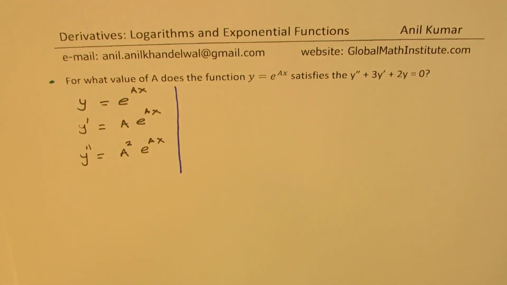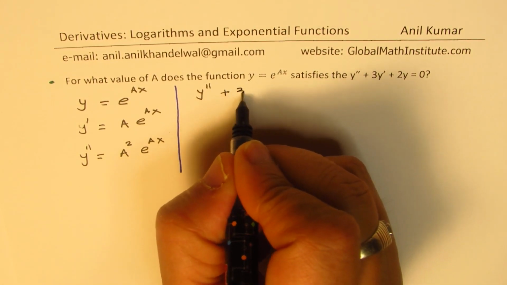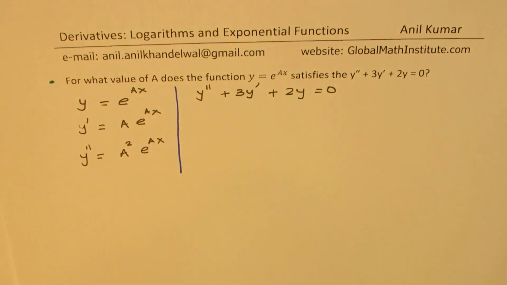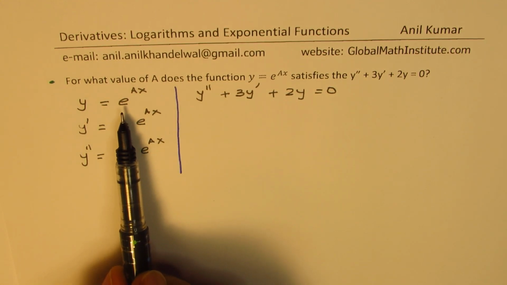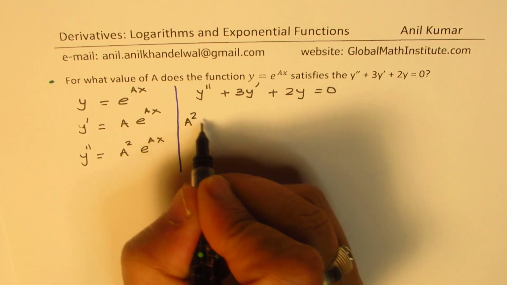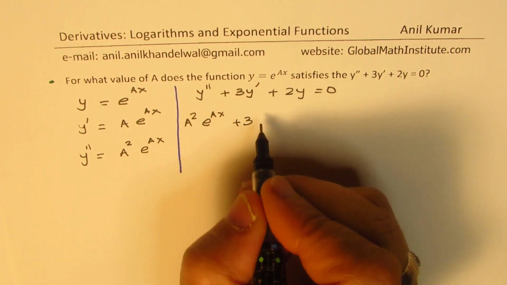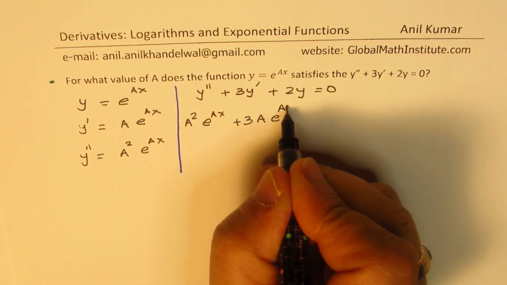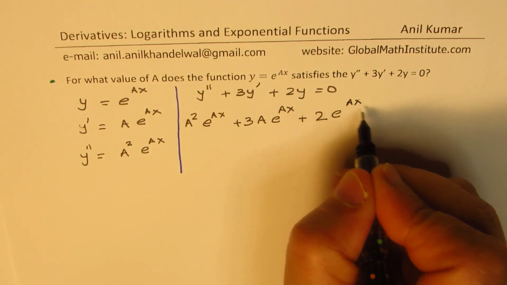Now let's look into the equation, which is second derivative plus 3 times first derivative plus 2 times y should be equal to 0. The second derivative is a square times e to the power of ax, plus 3 times the first derivative, which is a e to the power of ax, plus 2 times e to the power of ax equals 0.